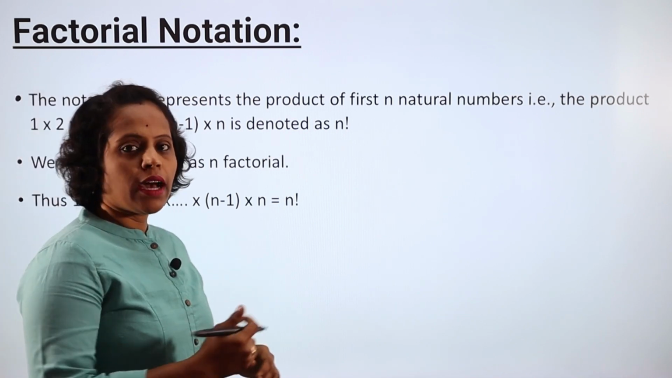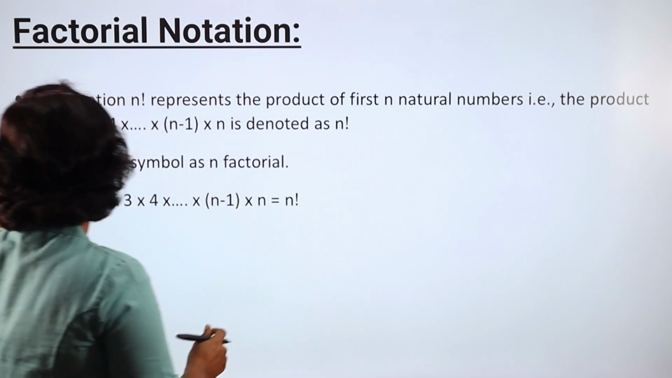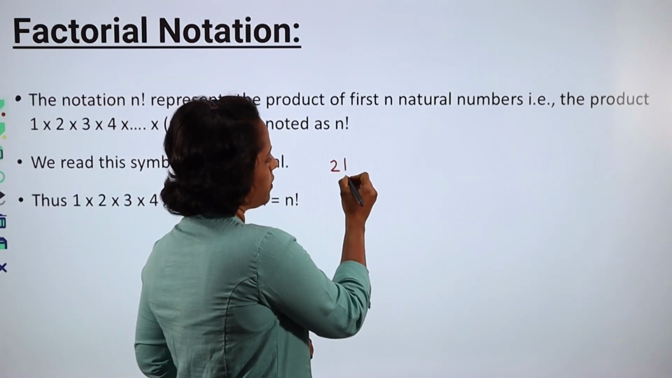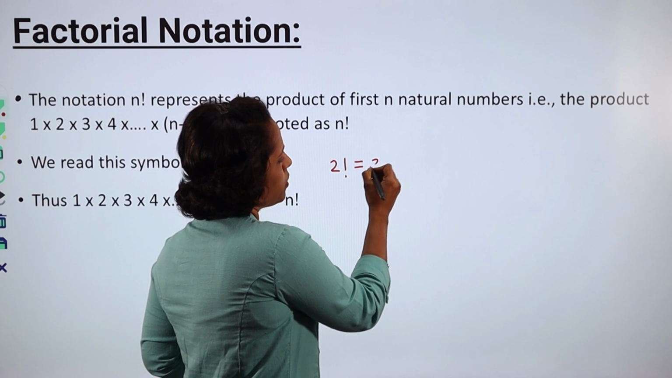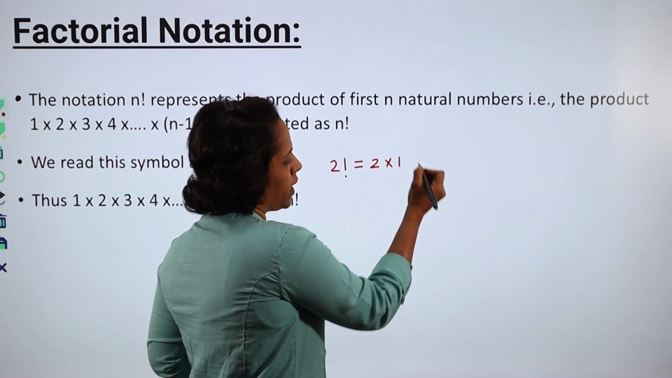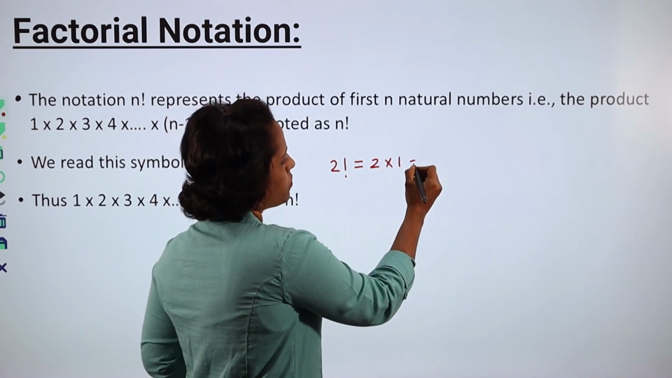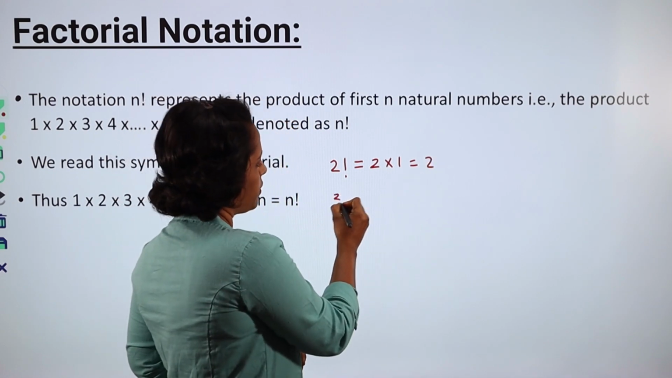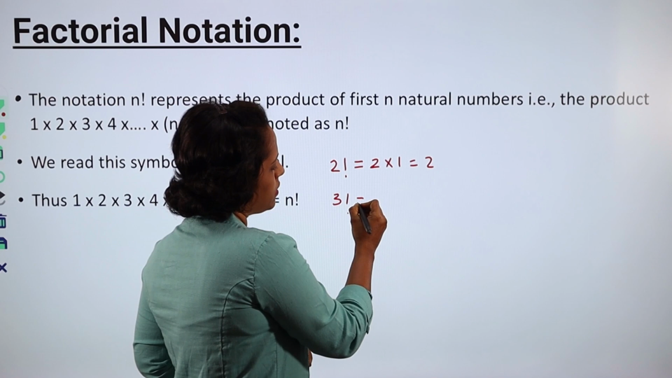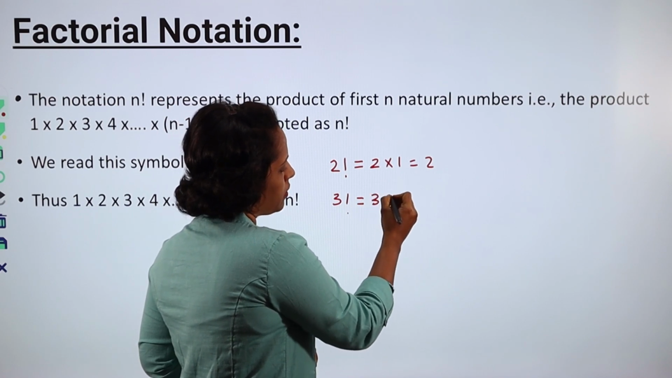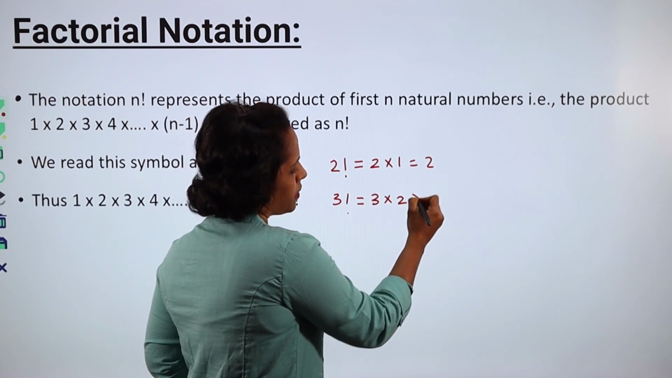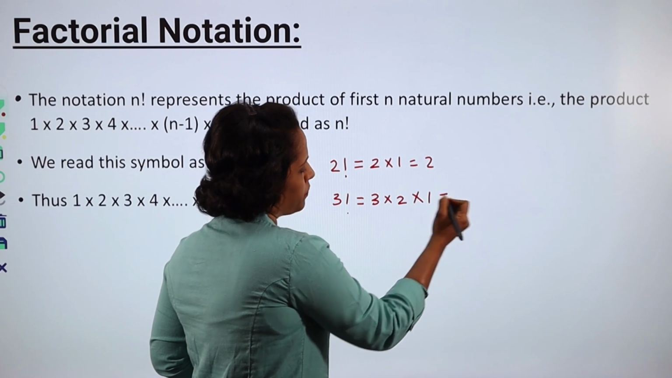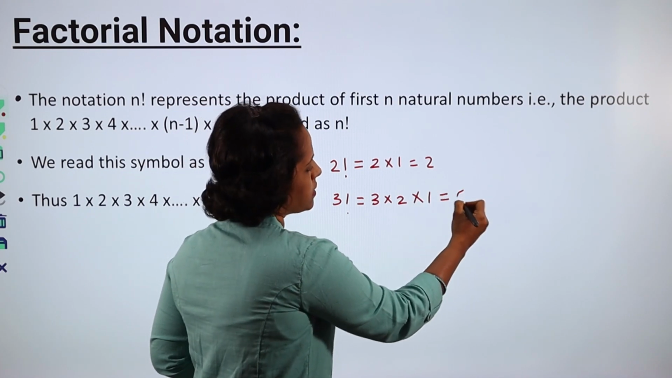Okay, now let's take an example. Let's see what is 2 factorial. 2 factorial is the product of 2 and 1, which is equal to 2. What is 3 factorial? 3 factorial is the product of the natural numbers that are less than that number. 3 2s are 6, 6 1s are 6.